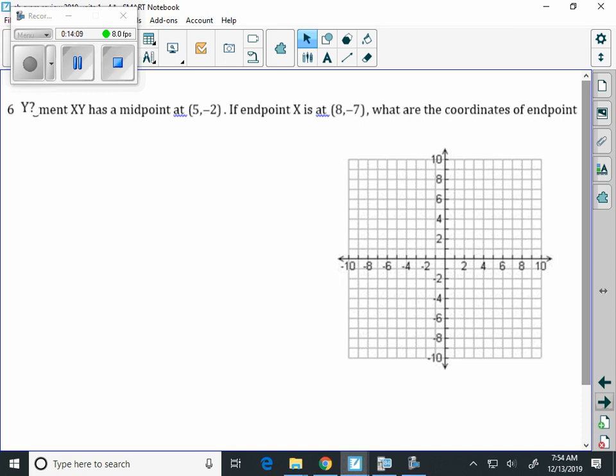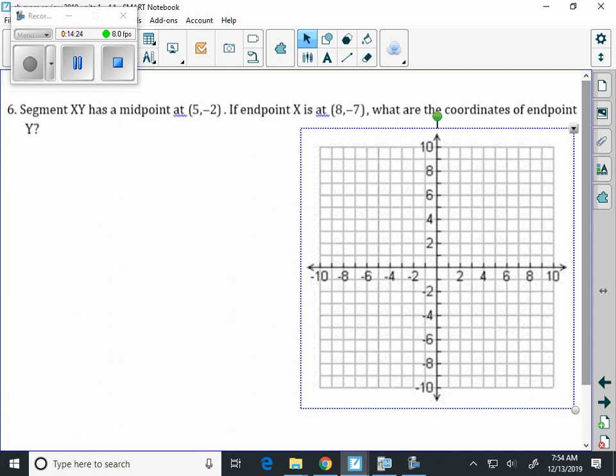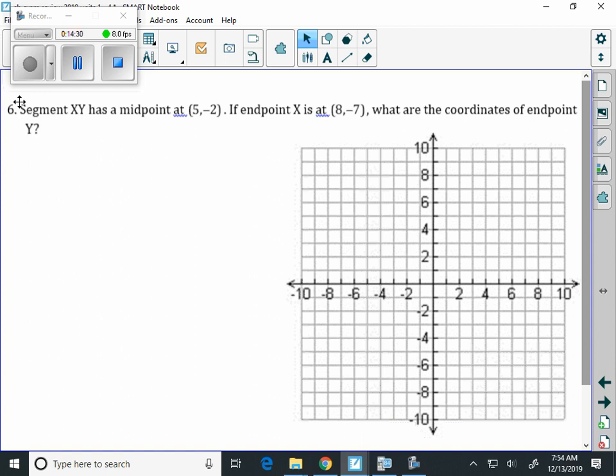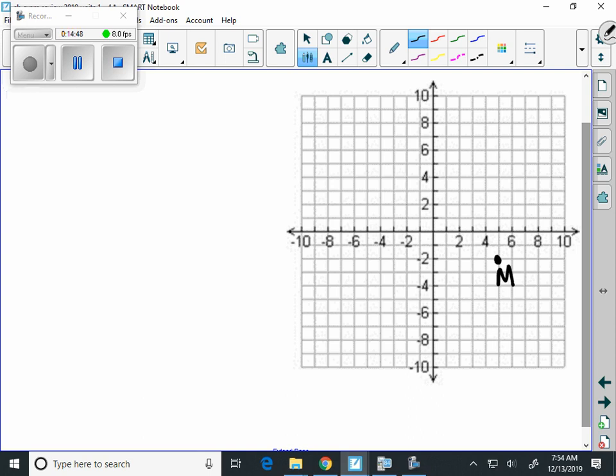Segment XY. Segment XY has a midpoint at 5, -2. If endpoint X is at 8, -7, what are the coordinates of endpoint Y? Be really, really careful on this one. Use Desmos. Draw your picture to help you with this, but let's graph and really be careful about labeling. What we have here is 5, -2. That's our midpoint. So we're going to call it M. And X is at 8, -7. Here's X. And we want to figure out what Y is.